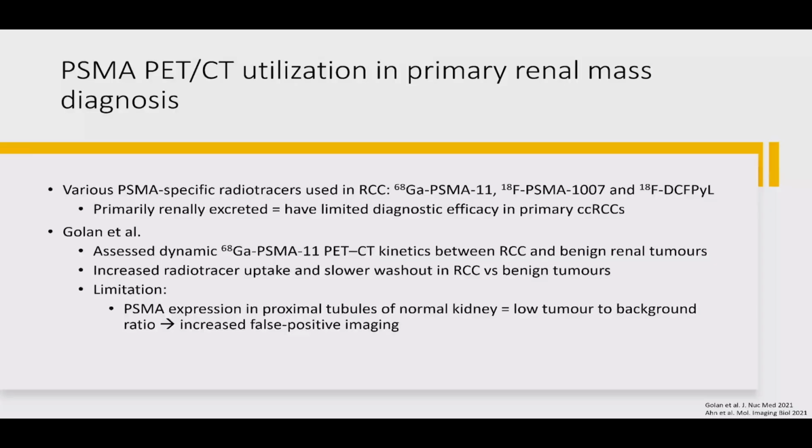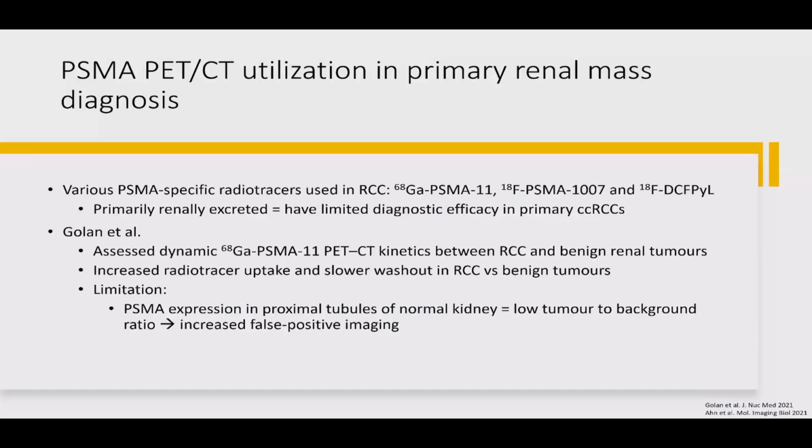There are various PSMA-specific radio tracers, but they're often primarily excreted by the kidneys, which limits their use in the initial diagnosis of small renal masses. Ghizlane and colleagues assessed the dynamic kinetics of gadolinium-based tracer in both RCC and benign renal tumors, and they found that there was increased radiotracer uptake and slower washout in RCC compared to benign tumors.